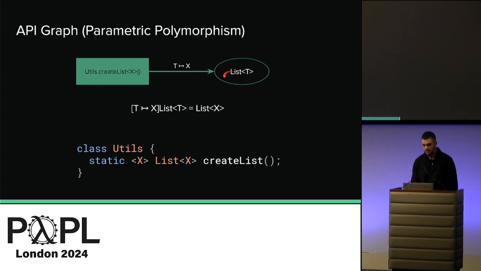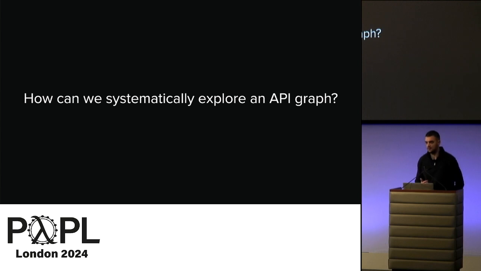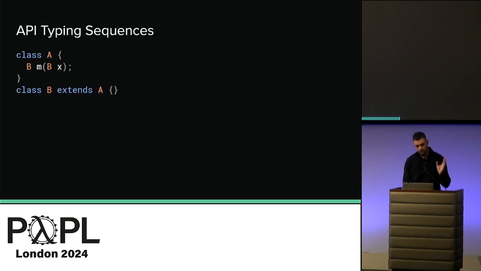For example, here, this node represents the type constructor of list, and the label denotes a type substitution. So the meaning here is that we apply this type constructor to this type substitution in order to get the actual return value of this definition, which is a list of X. So once we have an API graph, how can we systematically explore it? Before answering that, let's introduce another concept called typing sequence.